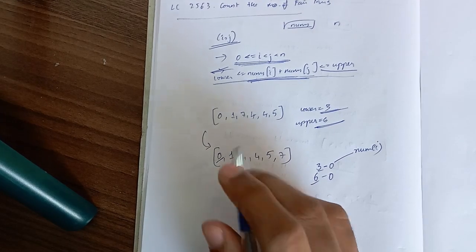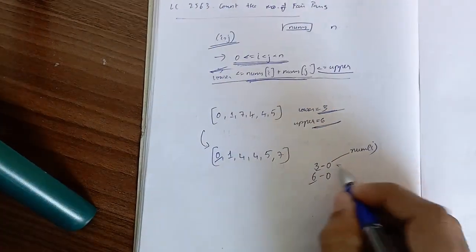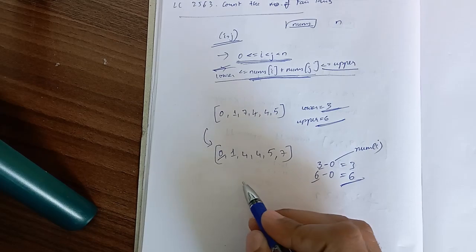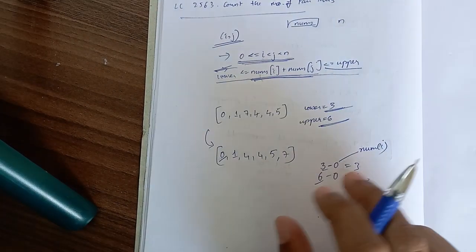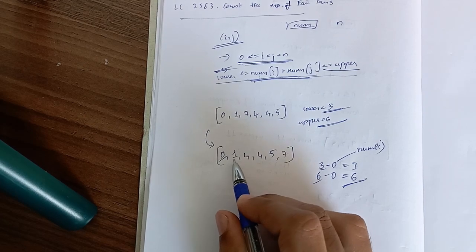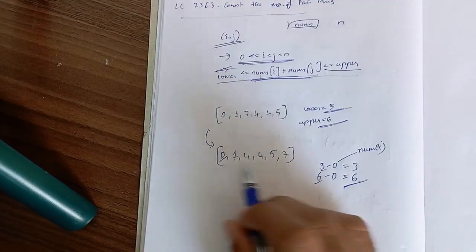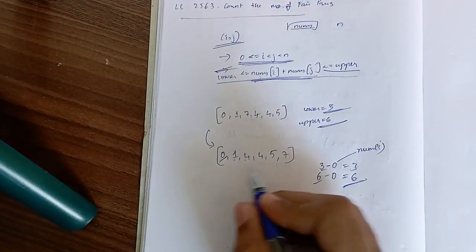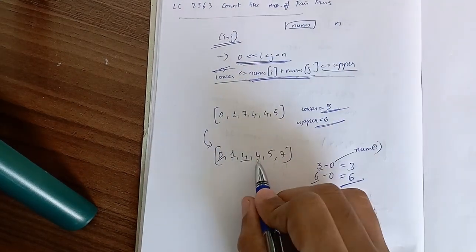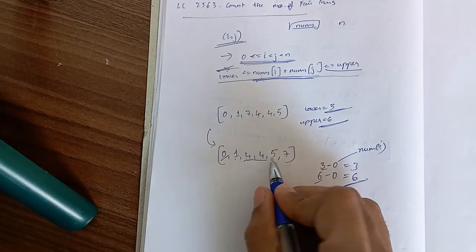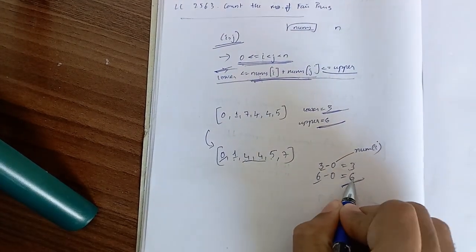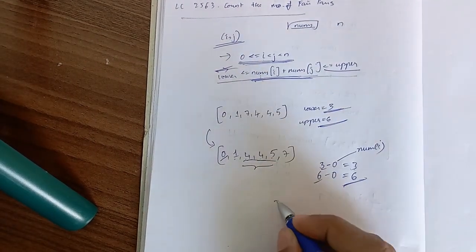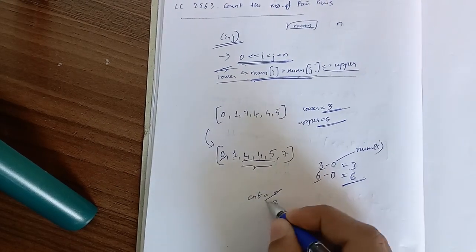So for 0 we need to know the lowest number, that is 3, and the highest number is 6. So we need to know how many elements are coming in this range. That means 1 is not in the range as 1 is less than 3. Now 4 is greater than 3 and less than 6, and another 4 is also valid, and 5 is greater than 3 and less than 6, so it is also valid. So we have 3 elements which are valid. So now the count becomes 3.